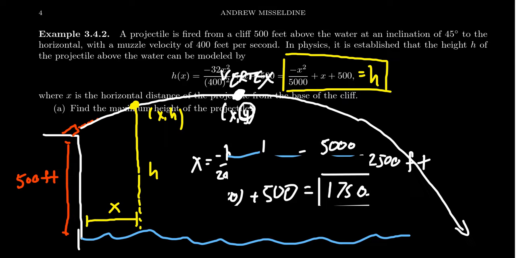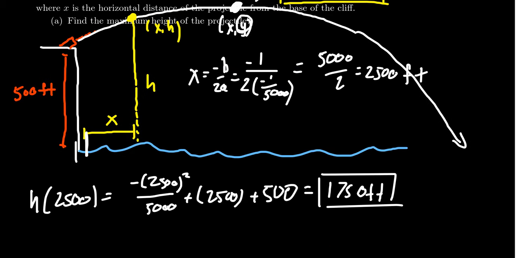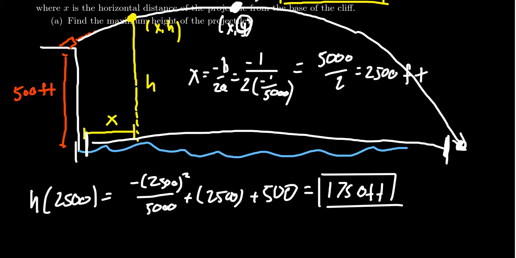Another thing I want to mention in terms of optimization, that is finding the max and minimum of some things, sometimes you want to find the x-intercepts. So for example, if I asked how far from the base of the cliff will the projectile strike the water? Coming back to our picture here, we're trying to figure out what's the farthest horizontal distance you could go. And this is going to coincide with an x-intercept right here.